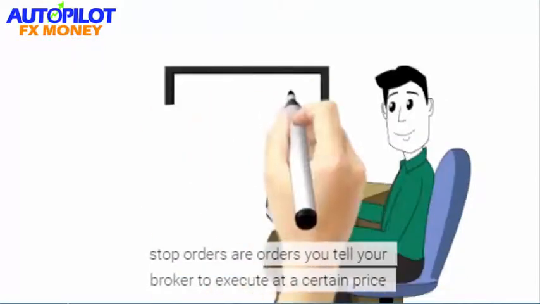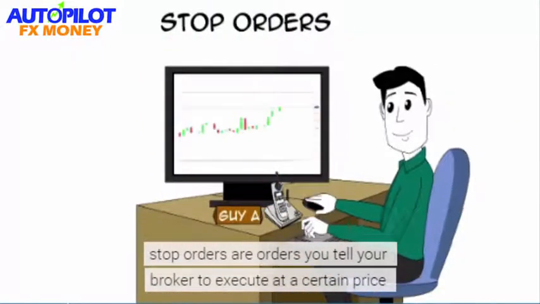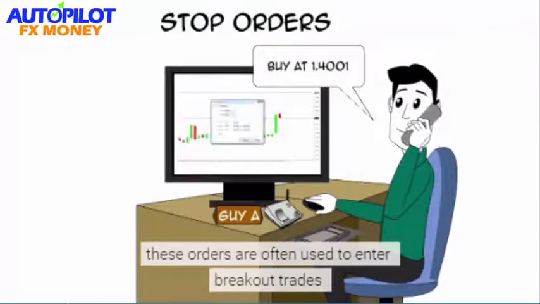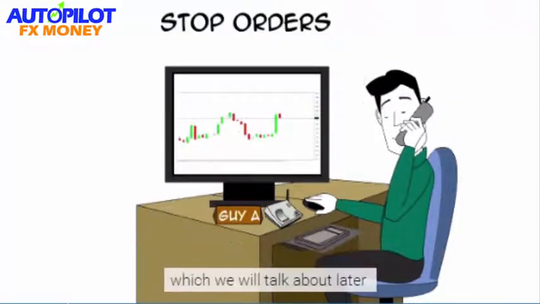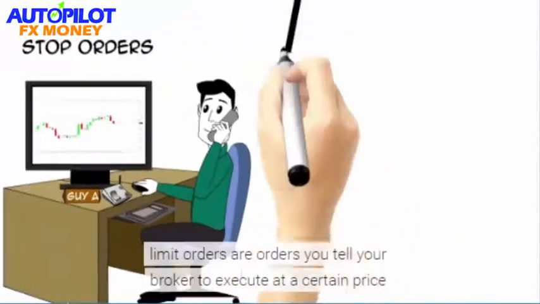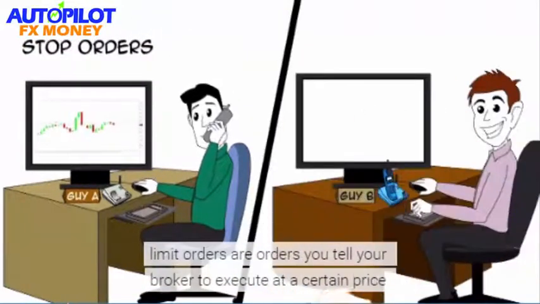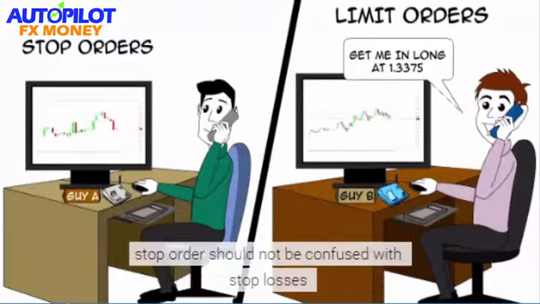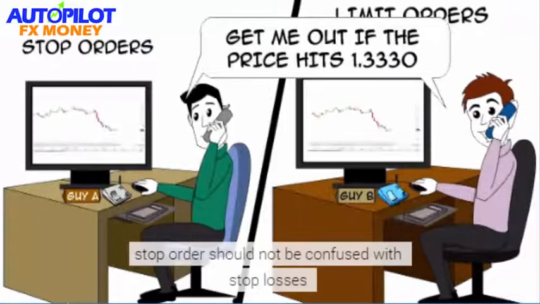Stop orders are orders you tell your broker to execute at a certain price that is worse than the current price. These orders are often used to enter breakout trades, which we will talk about later. Limit orders are orders you tell your broker to execute at a certain price that is better than the current price. Stop orders should not be confused with stop losses.